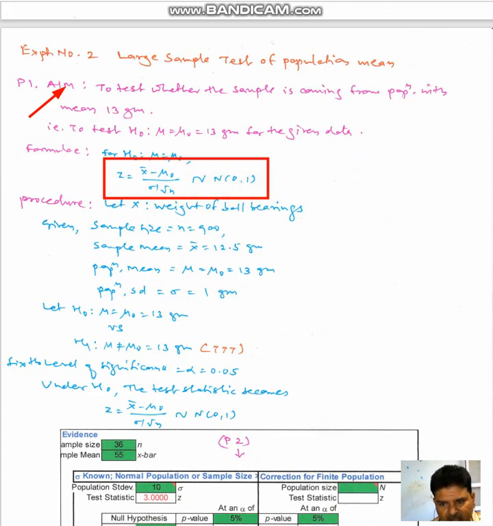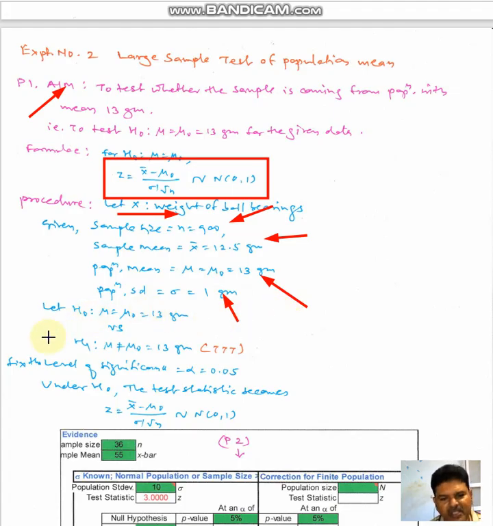What is the procedure? First underline the variable. In this case, the variable is weight of ball bearing. Next, check what is the sample size. The sample size in this case is 900. Sample mean is 12.5. Population mean, which is given in the example, is 13 gram. And population standard deviation is 1 gram. So all these are given.